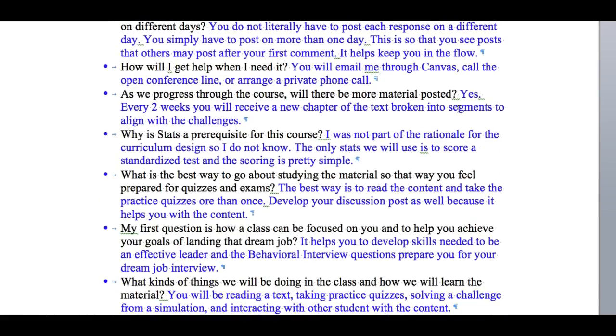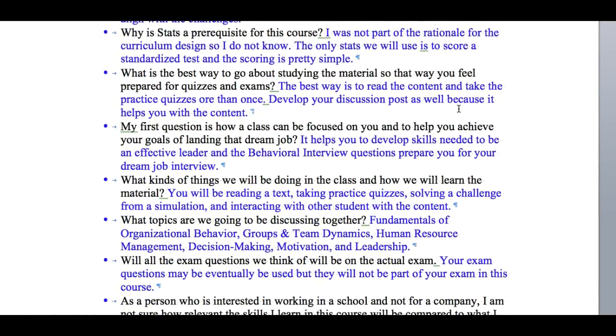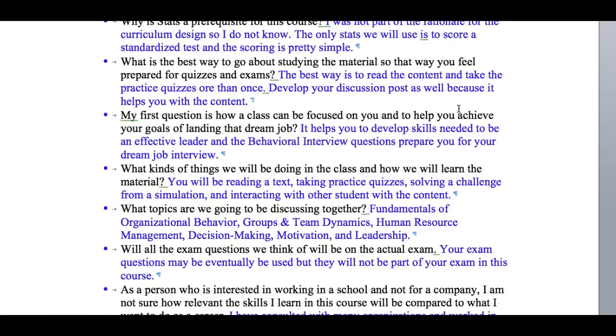What is the best way to go about studying the material so that you feel you're prepared for quizzes and exams? I would recommend read the content, take the practice quizzes more than once.